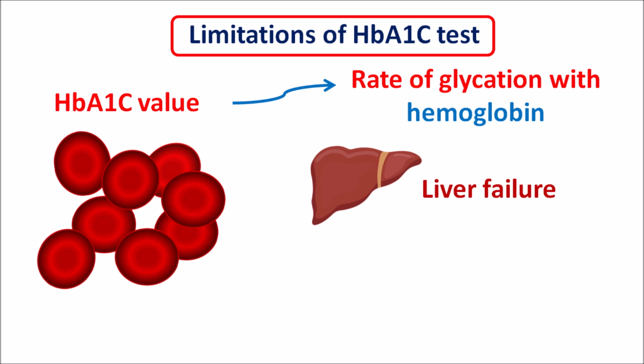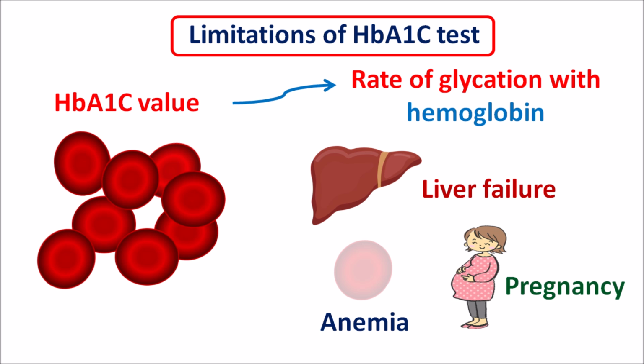Similarly, in conditions like liver failure, we can observe decreased HbA1c values, or in patients with anemia, again HbA1c values are reduced. Even conditions like pregnancy can also affect HbA1c values. When the bilirubin levels are excessively increased, it can increase the glycation process, so it can elevate the HbA1c values. In this way, abnormal A1c values can be produced by many conditions which should be closely monitored.